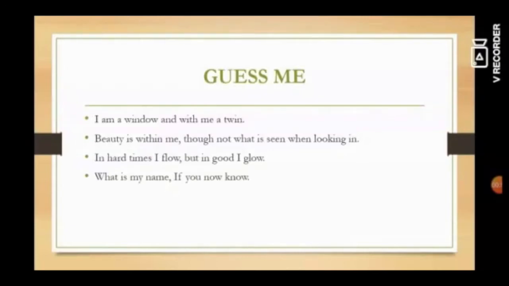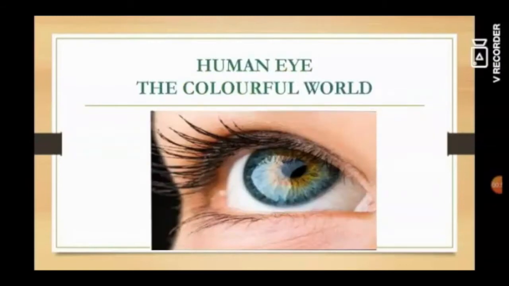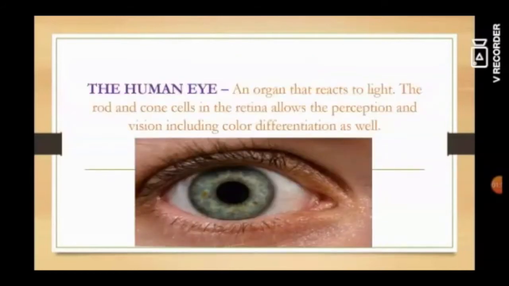It seems that you all are well aware, and of course it's our eyes. It is our eyes that enable us to sense, perceive, and view this colorful world in the presence of light. The human eye is an organ that reacts to light. The rod and the cone cells in the retina allow perception and vision, including color differentiation.